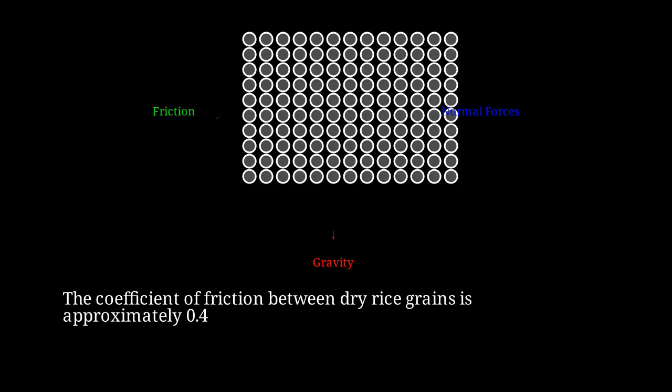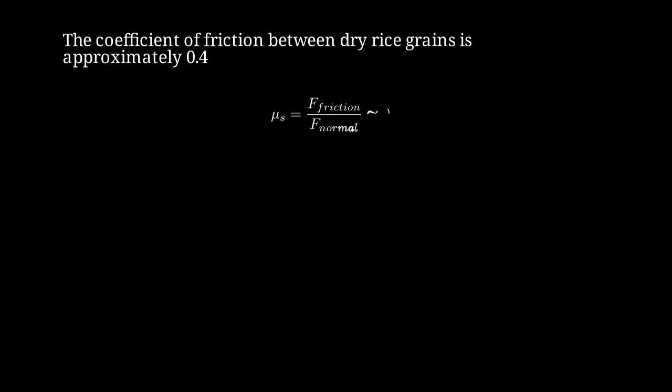Experimental measurements show that the coefficient of static friction between dry rice grains is approximately 0.4. This means a grain will begin to slide when the tangent of the contact angle exceeds this value. Mu sub s equals the frictional force divided by the normal force, approximately 0.4 for dry rice.